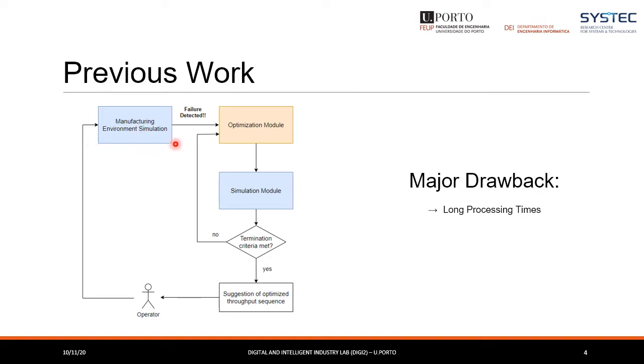So here we have the manufacturing environment simulation that would be the real-world scenario, a simulation of a real-world scenario, and a failure is detected, which will trigger the optimization module. And the optimization module will generate several candidate solutions until the termination criteria is met. And each candidate solution will be evaluated through the simulation module, which is an image of the manufacturing environment simulation. Once this loop finishes, we suggest an optimized throughput sequence and the operator can choose to apply it or not.